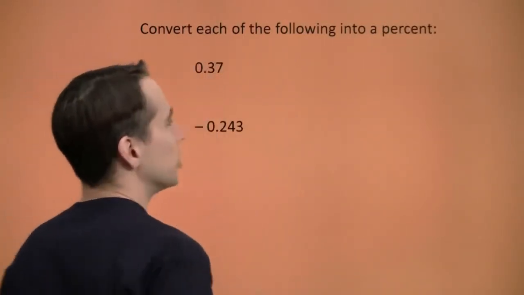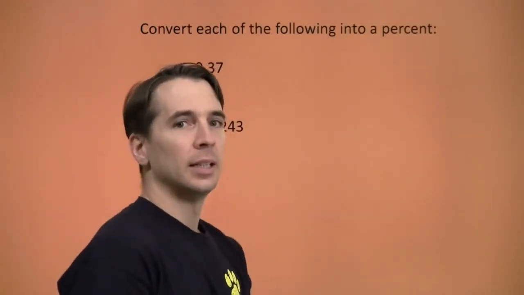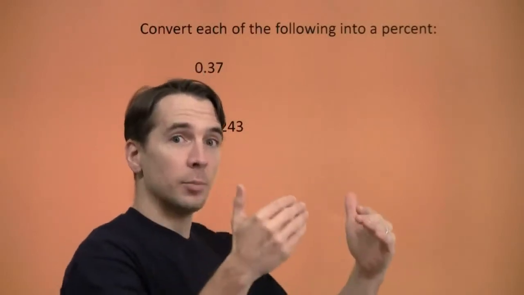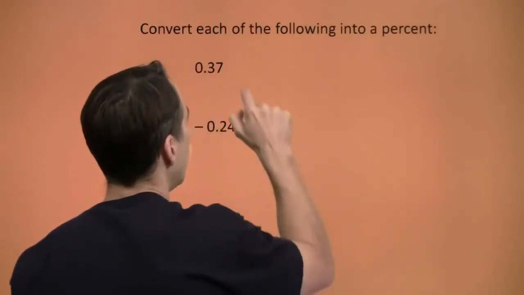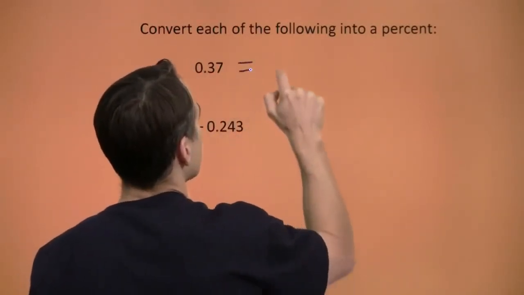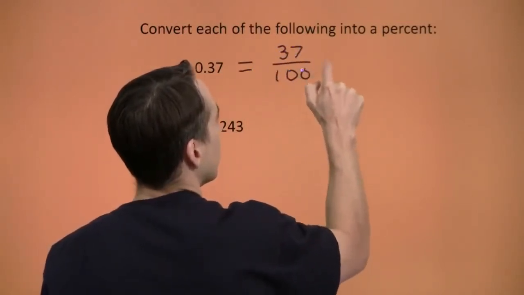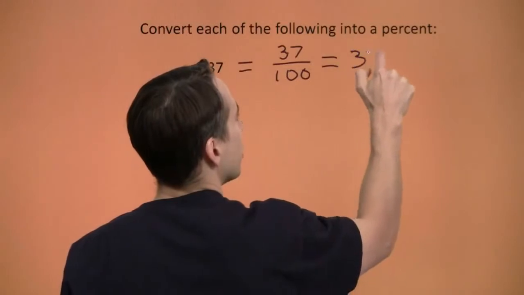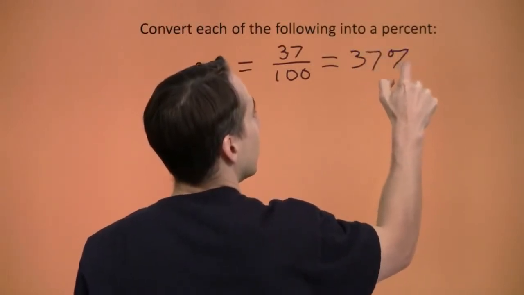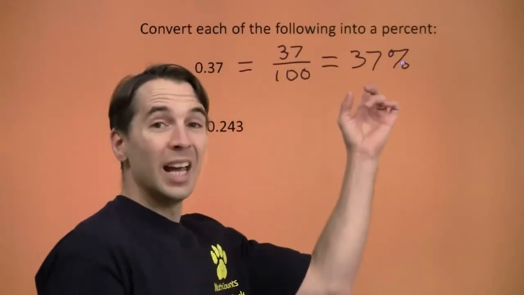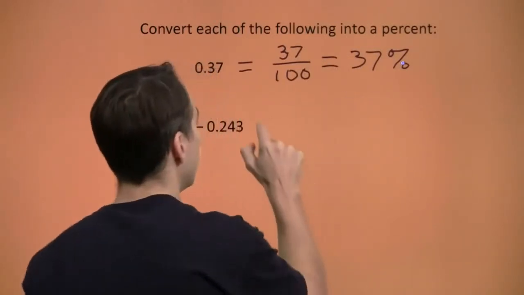We're going to turn some decimals into percents. Now, percent means per hundred, so I want to write this 0.37 as something per 100, something over 100. Well, 0.37 is just 37 hundredths, which of course is 37%. Because percent means per hundred. So once I have 37 per 100, I have 37%.